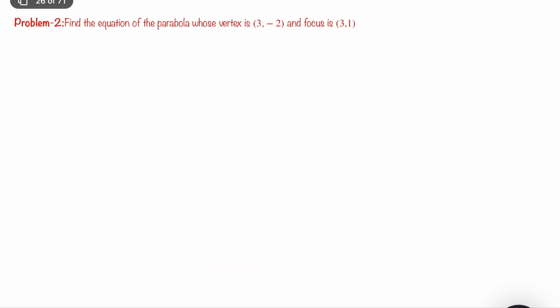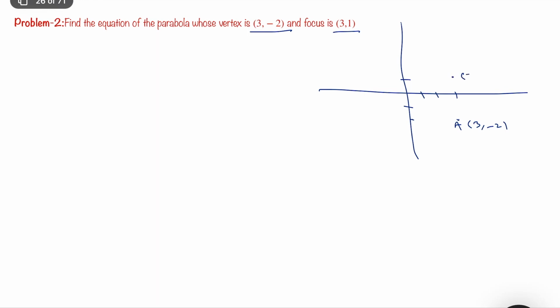Next problem. Find the equation of the parabola whose vertex is 3 comma minus 2 and focus is 3 comma 1. First let me locate this vertex and focus here. So this is the vertex 3 comma minus 2, and here is 3 comma 1, that is the focus. Okay. Now the line passing through vertex and focus will be the axis, right? So we know that this will be the axis.